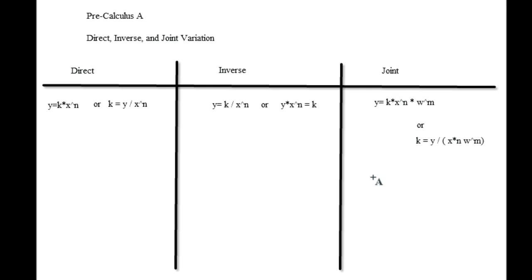Now, if they have something like, if y varies jointly as x and cube of z and inversely as w, you would set up that problem as y equals k times x times z to the third on top, and then on the bottom would be the w, because that's the inverse part. So you can combine those.